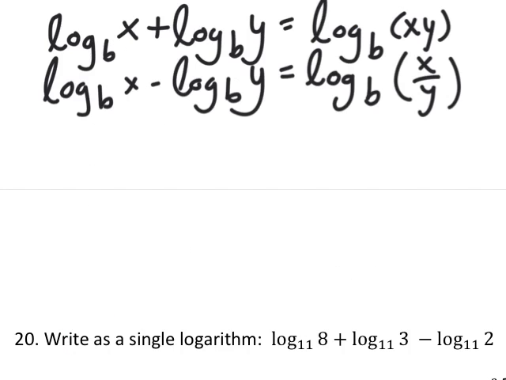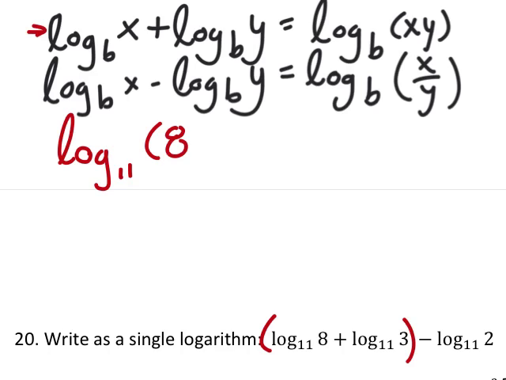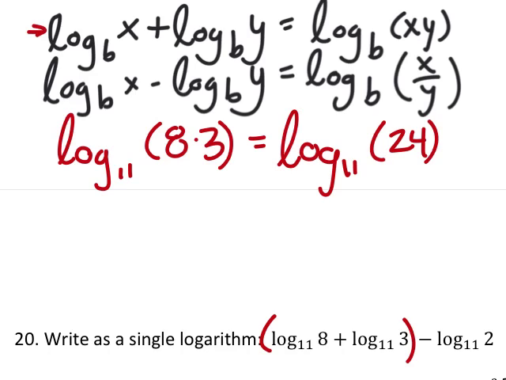For number 20, we're going to need these two properties of logs: the quotient and product rules. Starting from the left, let's look first at log base 11 of 8 plus log base 11 of 3. Using the product rule, we end up with log base 11 of 8 times 3, which is log base 11 of 24.